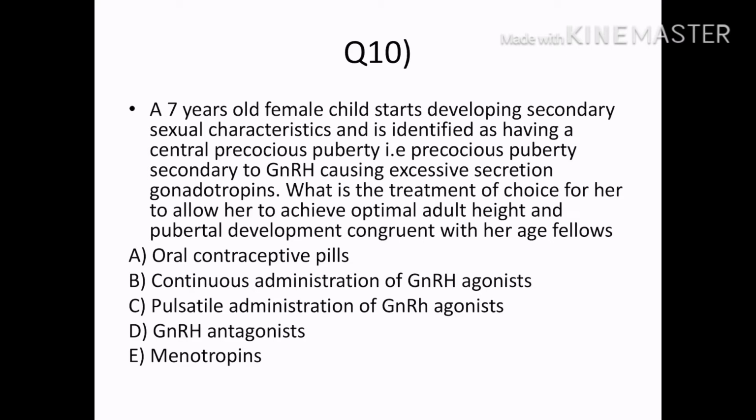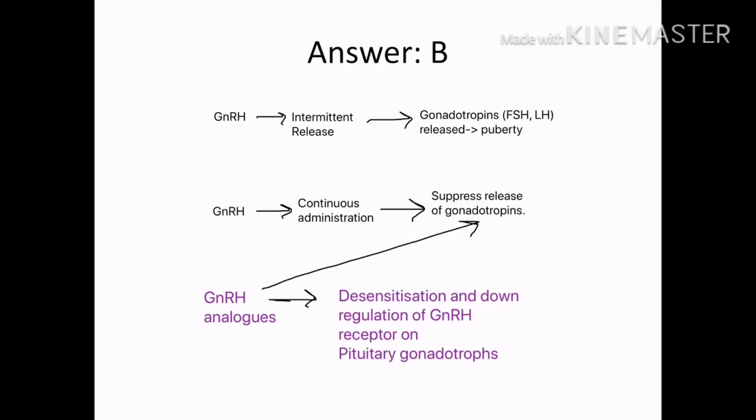Now, this question is about a female child who is only 7 years old but is developing secondary sexual characteristics, or she is undergoing puberty. Now, this puberty is a result of excessive release of gonadotropin releasing hormones. Those excessive release of gonadotropin releasing hormones is causing her pituitary to release gonadotropins. The gonadotropins include FSH and LH, which is leading to puberty. Now, in the body, gonadotropin releasing hormone is released in a pulsatile manner. It is released intermittently. Intermittent release of gonadotropin releasing hormone stimulates the pituitary to release FSH and LH.